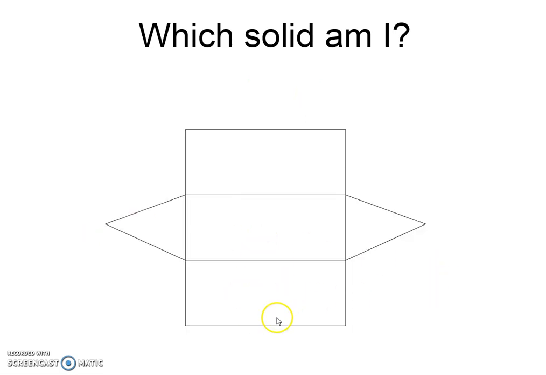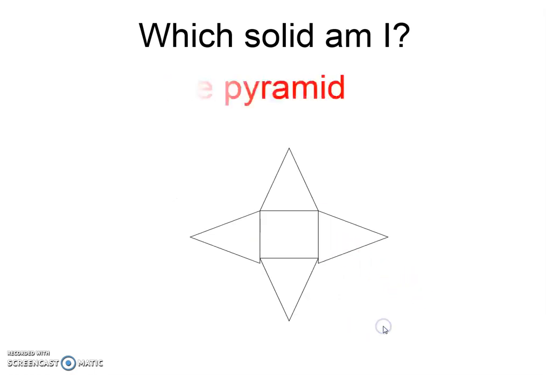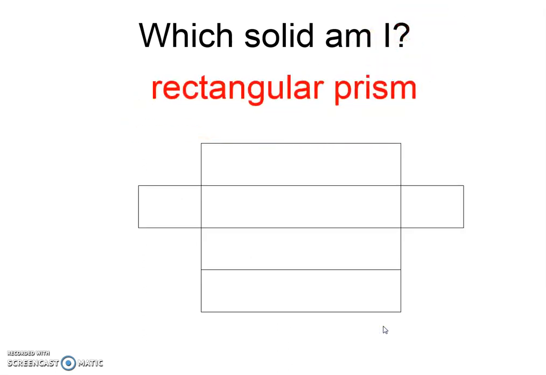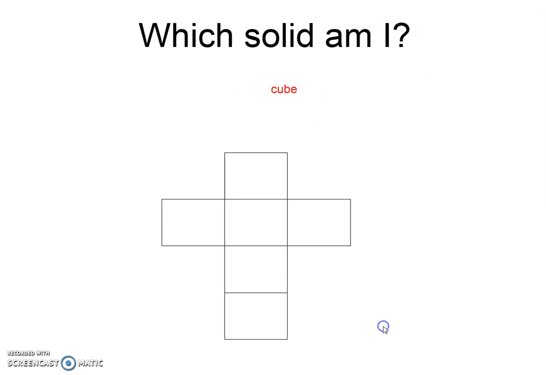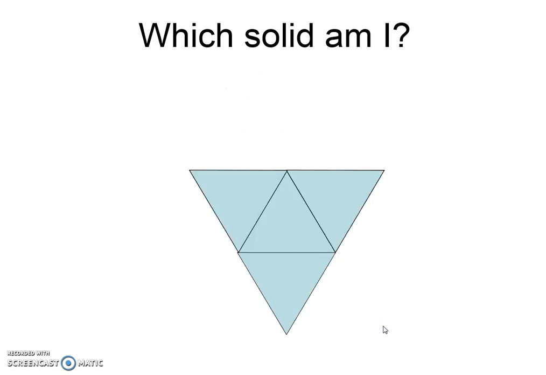If you fold this up, this is called a net. If you fold it up and tape it together, we would get a triangular prism. This one would be a square pyramid, rectangular prism, cube, cylinder, and triangular pyramid. And that's it.